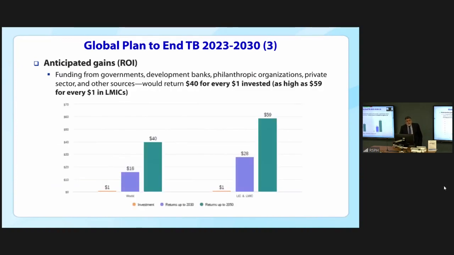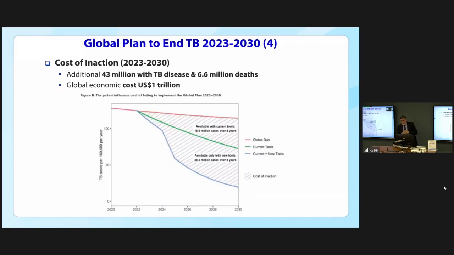The anticipated gains, or the return on investment, is that funding from governments, development banks, and philanthropic organizations all together would get $40 for every dollar invested. If you then look at what would happen in lower income and lower middle income countries, the return is even higher, as high as $59 for every dollar invested. So you really have a very compelling case for the investment.